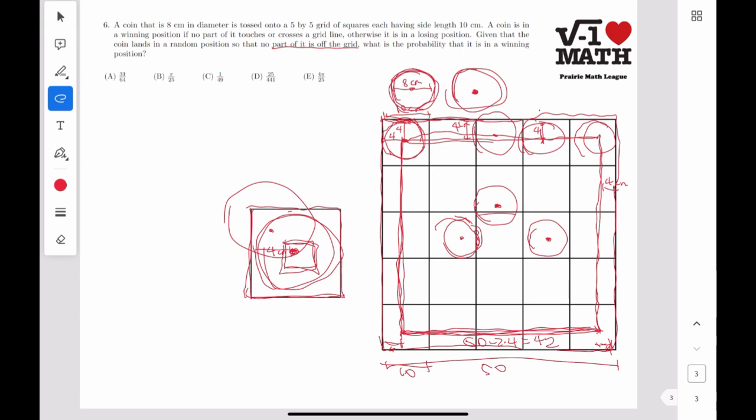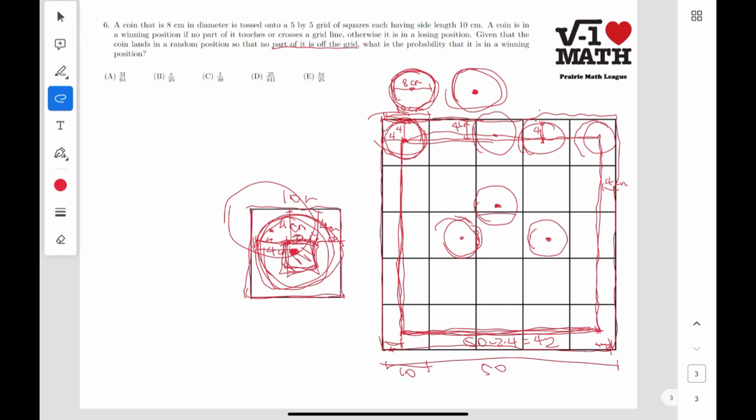So if the center of the circle is 4 centimeters away from the border, in other words, if we draw another similar margin like we had over here with 4 centimeter margins, then the area inside this smaller square characterizes the area that corresponds to the center with a winning coin. Now notice that this is 10 centimeters, this is 4, and this is 4. So this actually has a side length of only 2, which is quite a small square.